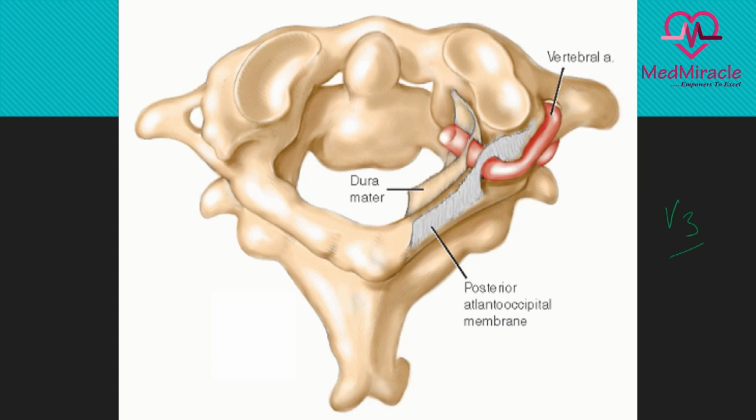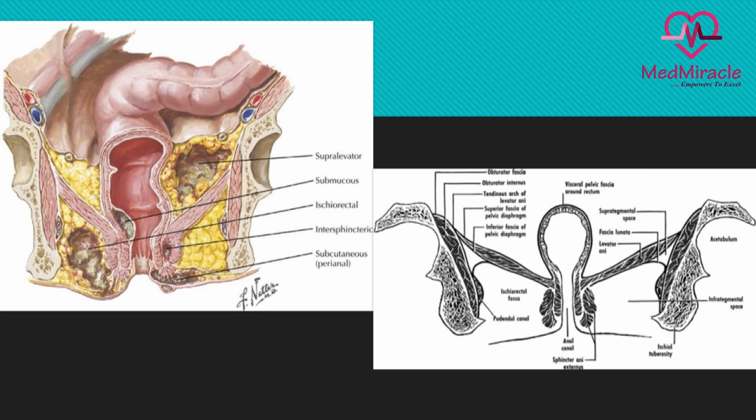And so it's very important that this is the V3 segment and not the V2 or the V4 segment. V4 is the intracranial segment and V2 segment is the segment present beneath along the various transverse foramina. Also, this is an important image.